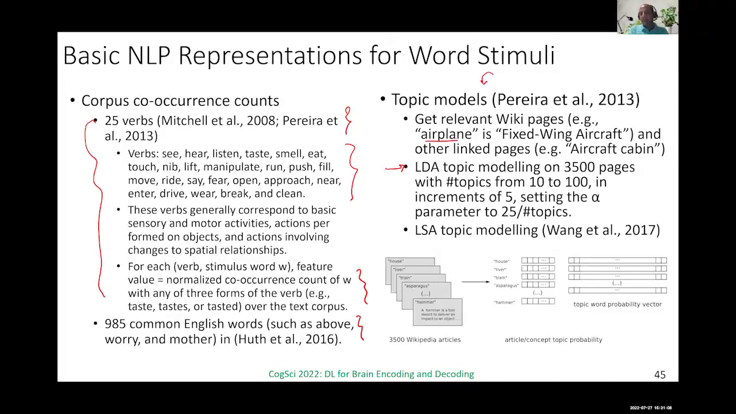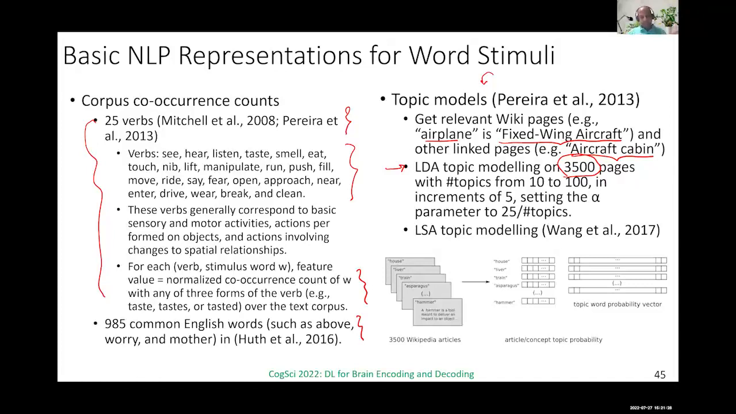For example, for airplane, basically get this particular Wikipedia title page, and then also try to figure out other linked Wikipedia pages like aircraft cabin, right? So that sort of gave them essentially 3,500 pages. Now, out of those 3,500 pages, you could run LDA. LDA is a technique for doing topic modeling. It's more like clustering on text in some ways, right?